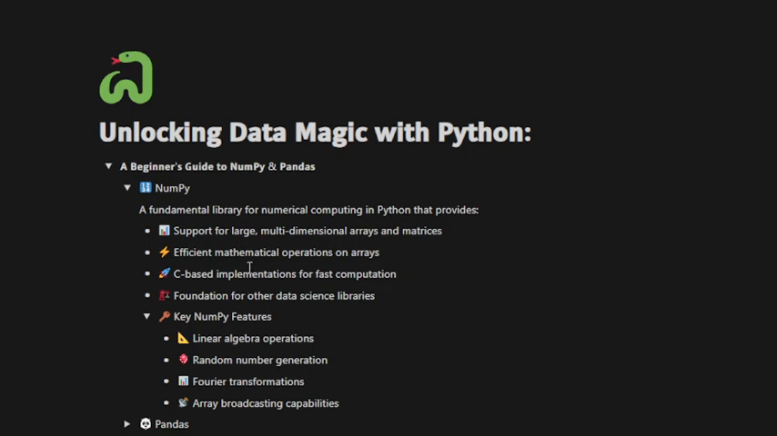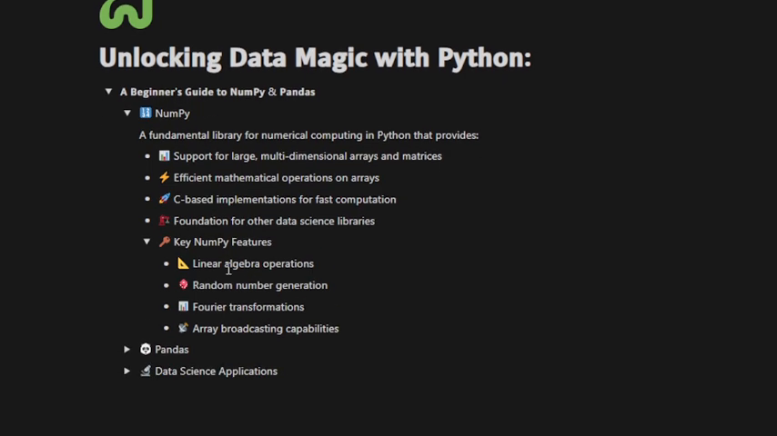We can see that the key features of NumPy are linear algebra operations, random number generation, and Fourier transforms. These are very important and essential for machine learning and data science purposes, so we will learn about that eventually in the future. I'm giving you a short example of the features. The last one is array broadcasting capabilities. We can see the arrays in action and we can do anything with it with the help of NumPy.